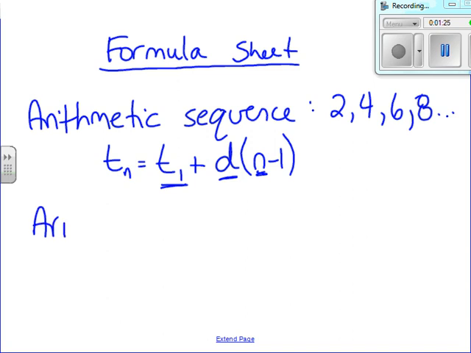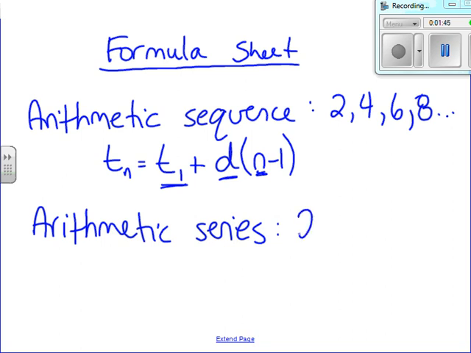Now we're looking at something called an arithmetic series. So this should be on your formula sheet as well. The only difference between an arithmetic sequence and an arithmetic series is that in a series, you're summing all of the terms together. So you're adding them all together, which means instead of writing 2, 4, 6, 8, you'd be writing 2 plus 4 plus 6 plus 8, etc. It's still going up by the exact same amount. It's just that it's now being added together, which is not really very much different.